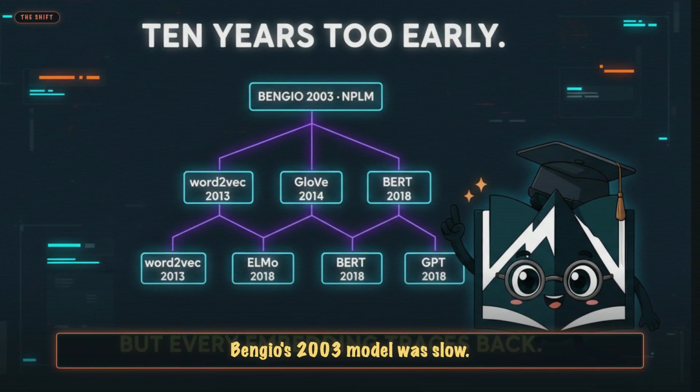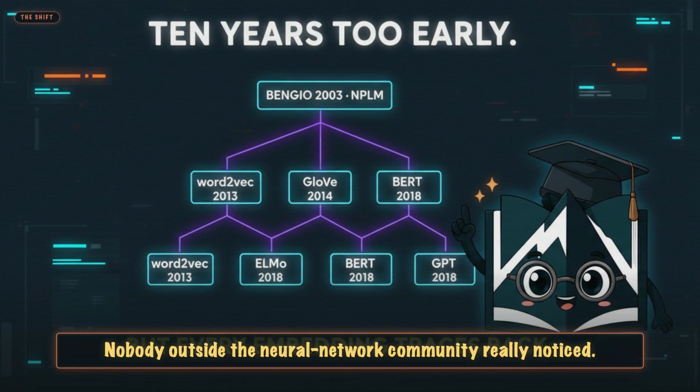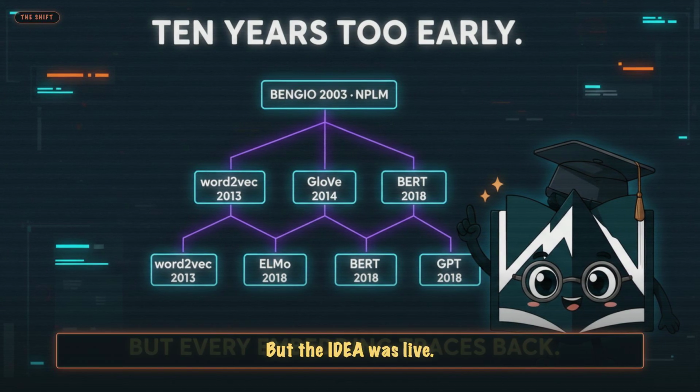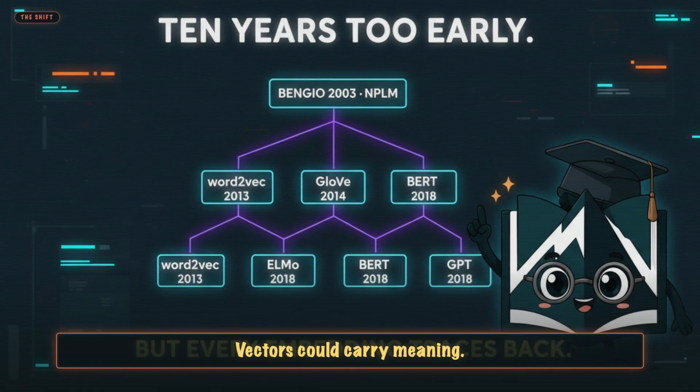Bengio's 2003 model was slow. It took weeks to train. Nobody outside the neural network community really noticed. But the idea was live. A word could be a small, dense vector. Vectors could carry meaning.